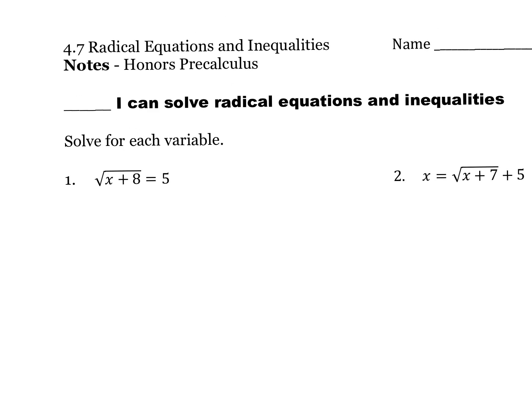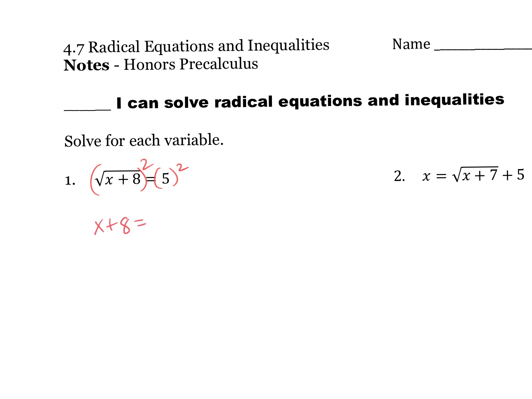On 4-7, you've done this before. How would we get rid of a square root? Square both sides. The first one, we square both sides. What's the opposite of square rooting? Squaring, so they cancel each other out. What am I left with on the left side?